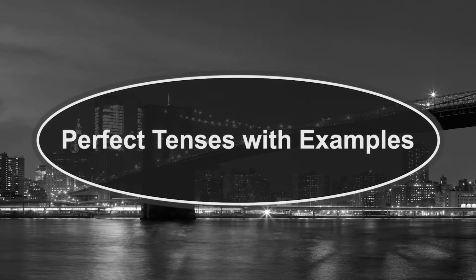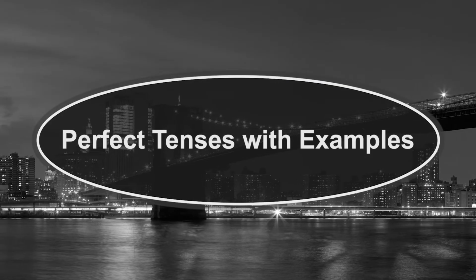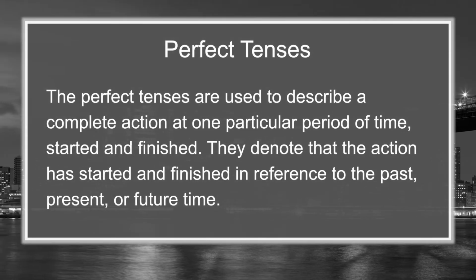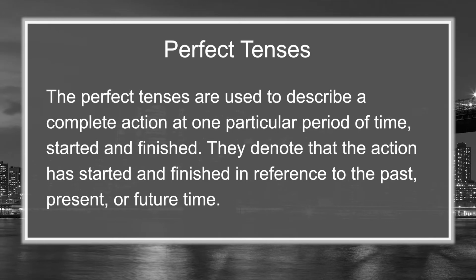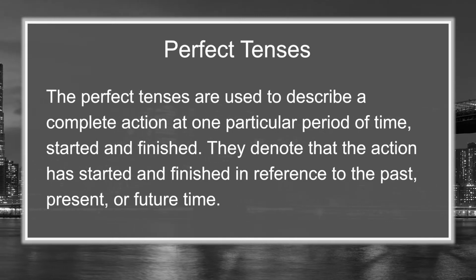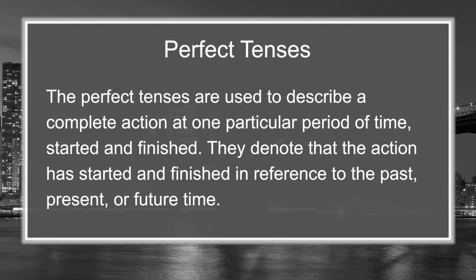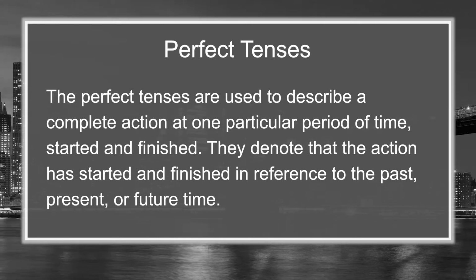Perfect tenses with examples. The perfect tenses are used to describe a complete action at one particular period of time, started and finished. They denote that the action has started and finished in reference to the past, present, or future time.